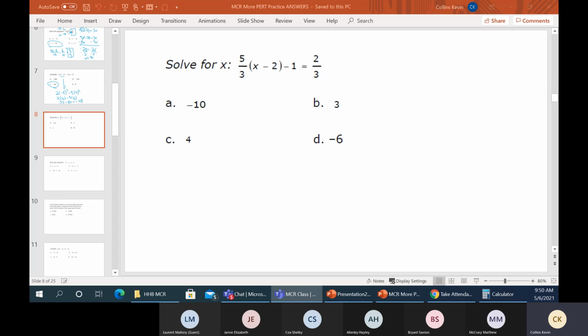So let's try Mallory's answer here. All right, so we're going to plug in 3 here for x. So 3 minus 2 is just 1. So we have 5/3 times 1, that's just 5/3, minus 1. Well, 1 could be rewritten as 3/3, right? Because anything over itself is just 1. And this is a useful thing when you're subtracting 1 in a situation where you have fractions.